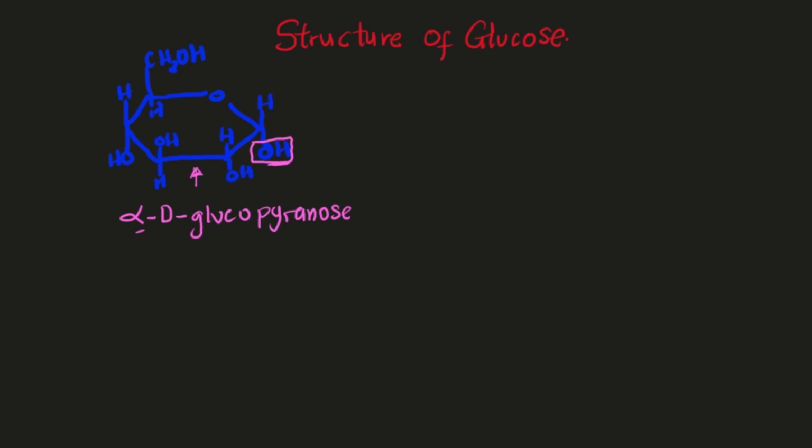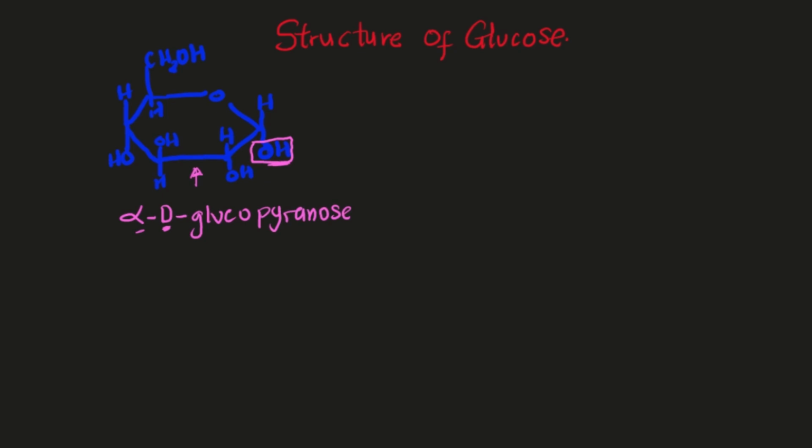Then it is D because, in the normal chain form, if you rewrite this structure in the straight form, you're going to have the orientation of the hydroxy group on carbon 5 at the right side. So that's why we have it to be D glucopyranose.